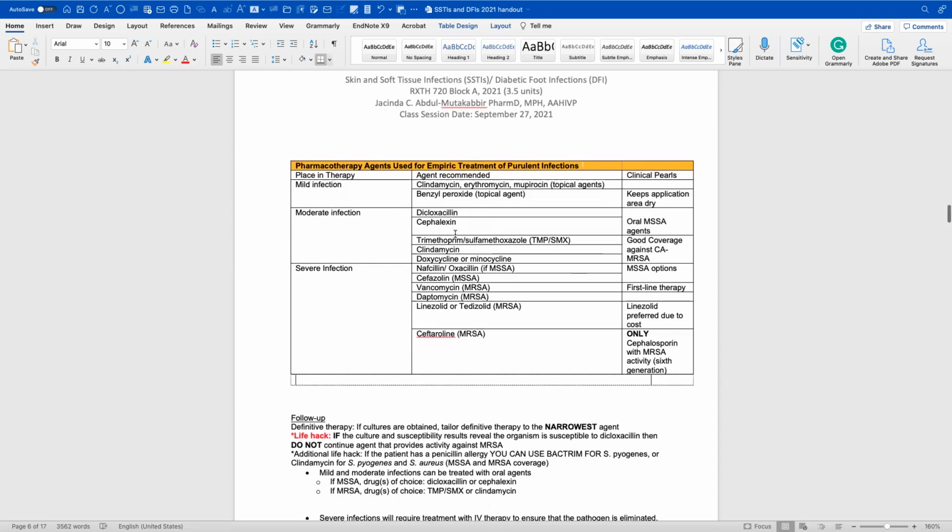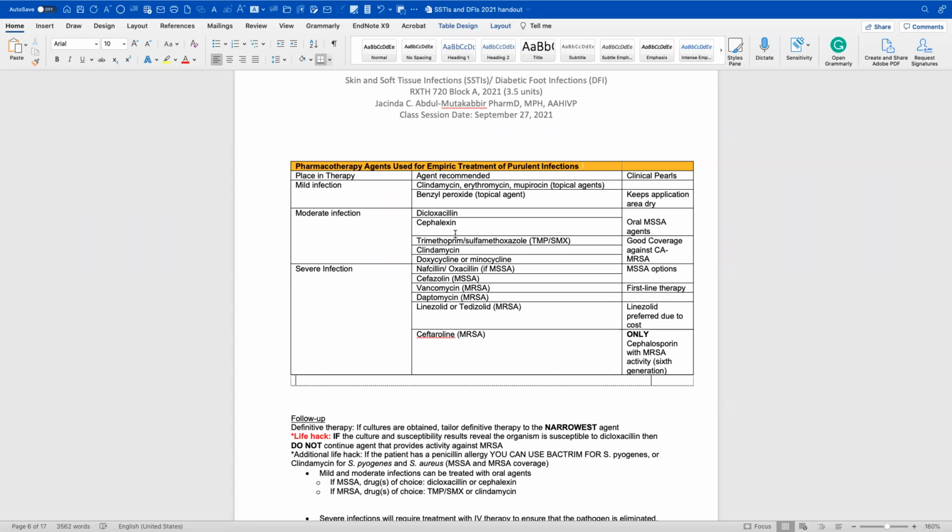For our moderate infections, we are going to think about our oral agents that cover for MSSA, because if it's not severe, that means we aren't necessarily in that place where we're saying, okay, we need to explicitly use an MRSA agent. So if we're solely worried about MSSA, you can use an anti-staphylococcal agent if you have staph, right?